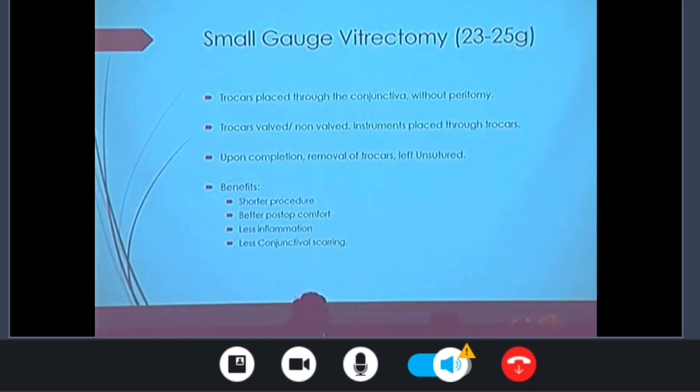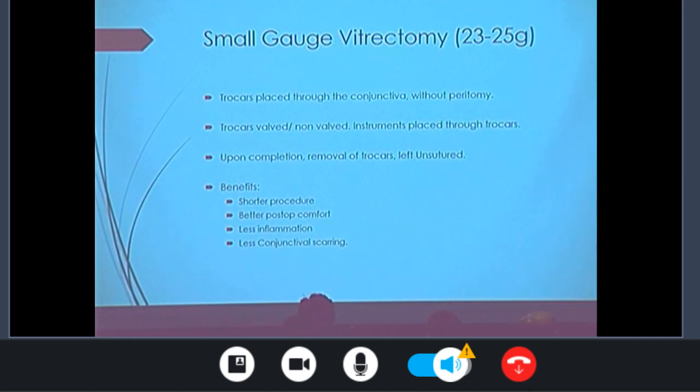Now, with the advent of small gauge vitrectomy, sharp trocars are used to pierce the conjunctiva, the sclera, and the pars plana. Then we place flexible cannulas, and they're self-retaining, so we don't have to keep removing them from the eye. Through these, we insert our instruments to perform the surgery. Once the procedure is completed, the cannulas are removed, and the intention of small gauge vitrectomy is to leave the wounds unsutured.